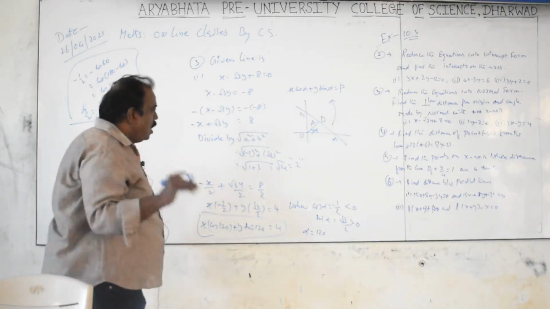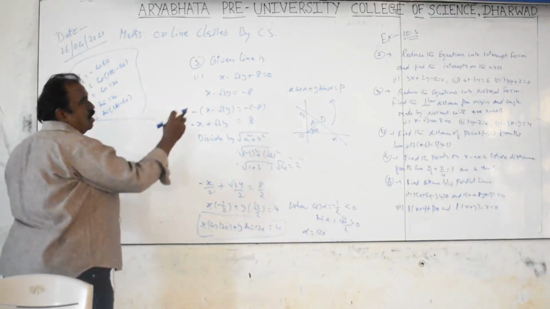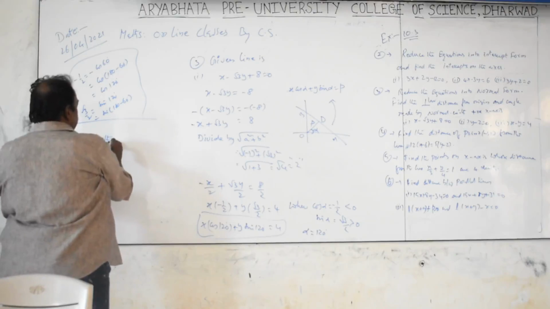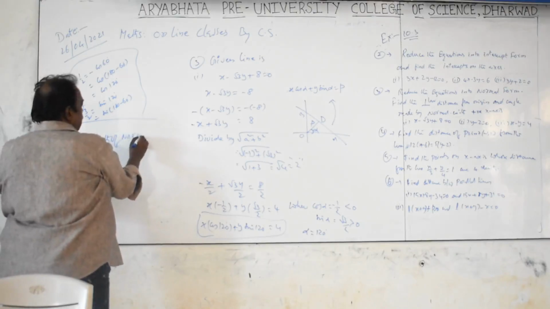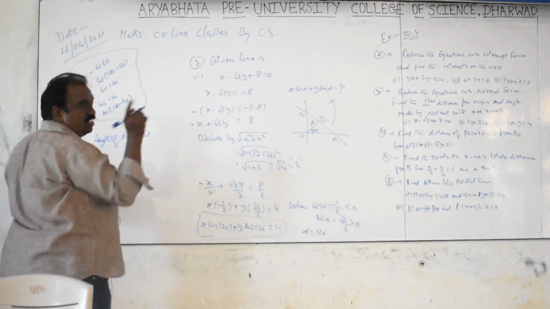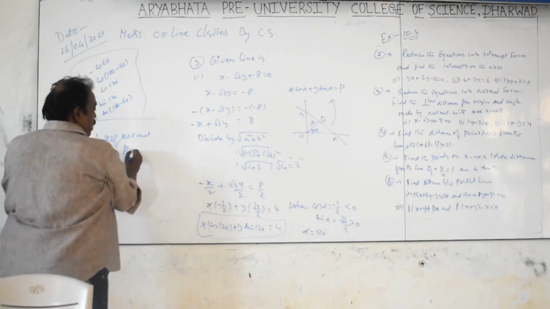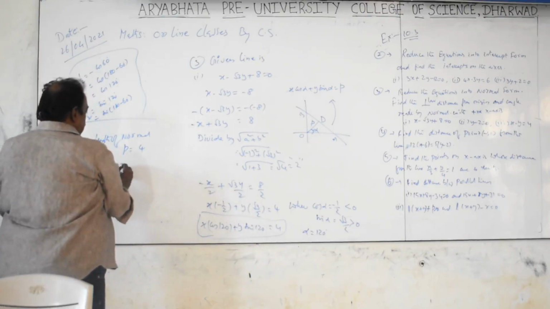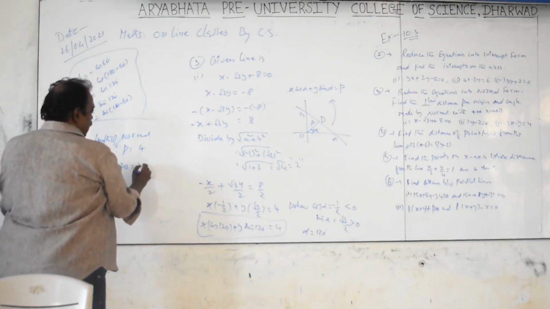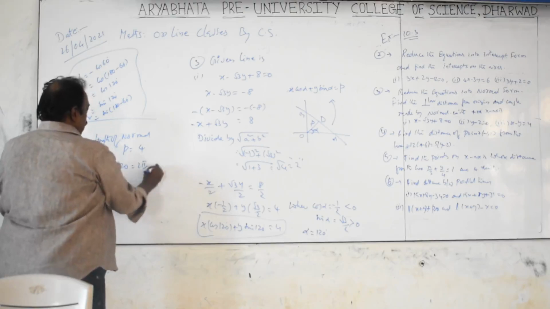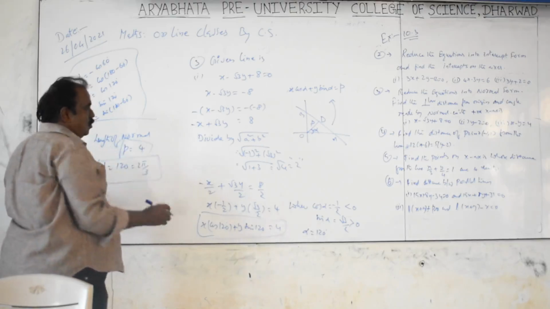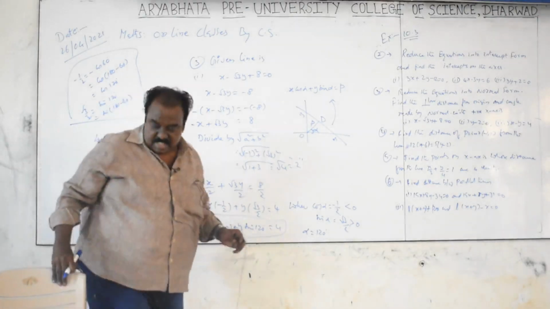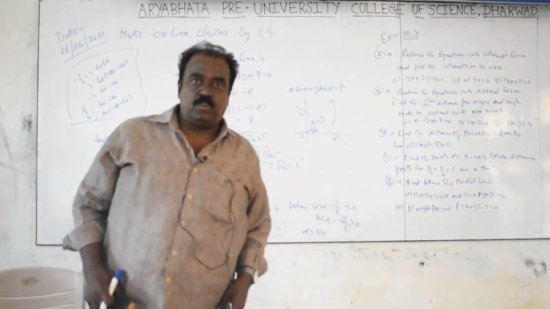Now, we are also asked to find the length of the normal, or perpendicular distance, in the question. That is p is equal to 4, and alpha is equal to 120 degrees, that is 2 pi by 3. Like this we have to mention it, and it is also there in the solution. So this is the first problem.